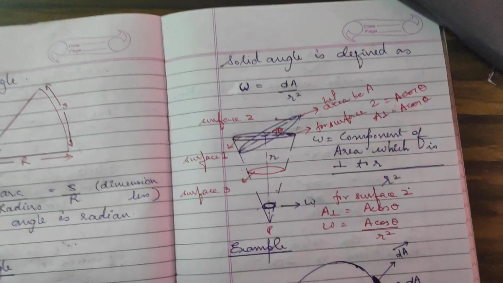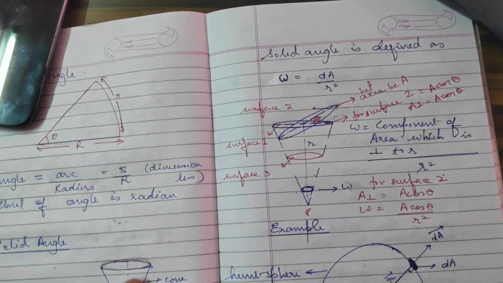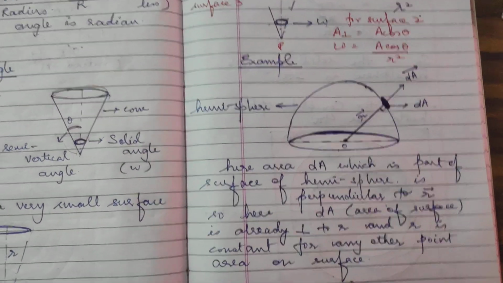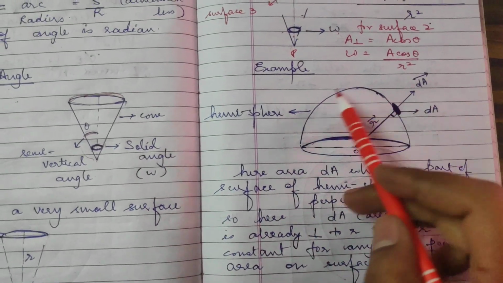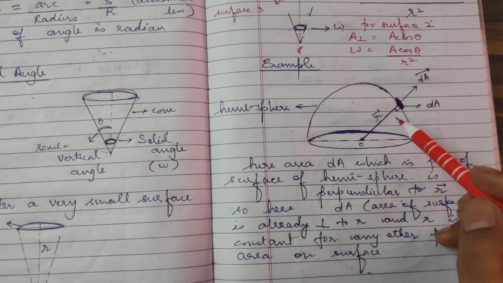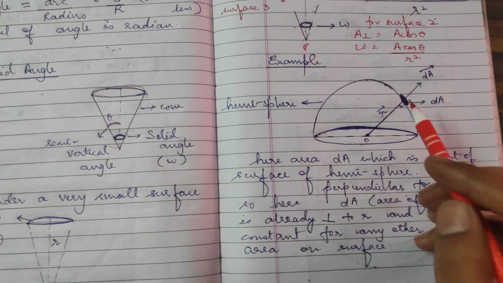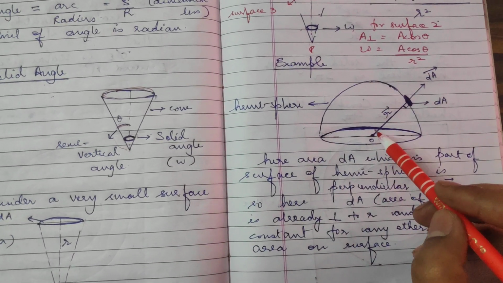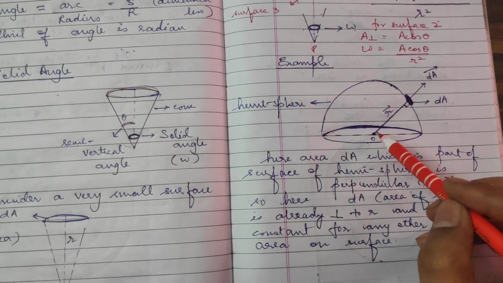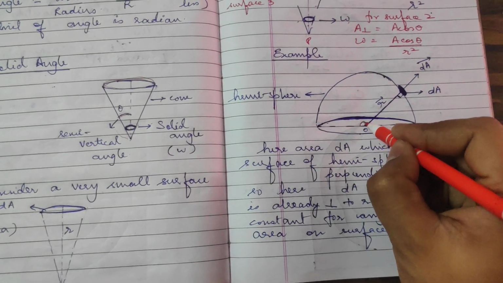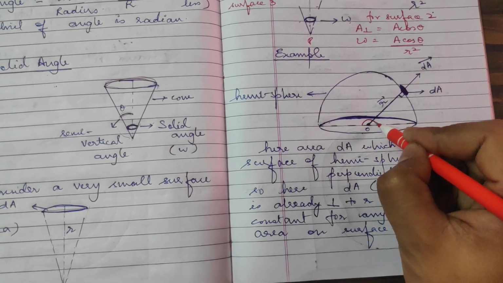Now we will take another example to understand better, which is the example of a hemisphere. Now consider this as a hemisphere. And what I have to do is find the solid angle formed by this hemisphere at this point O. What will the solid angle look like? The solid angle will look like this. This will be the solid angle.